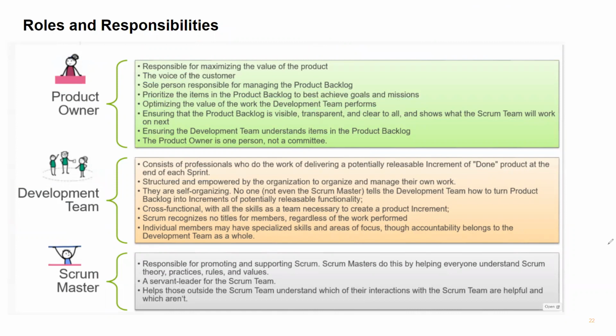So in this development team, normally every team has a team leader, a team lead. But basically there are no hierarchies in the team. Everybody is flat, structured and empowered by the organization to organize and manage their own work. So nobody will tell you, Vinay, do this work, or Shanti, do not do this work. Nobody will tell you, because we are all mature people. We know what needs to be done.